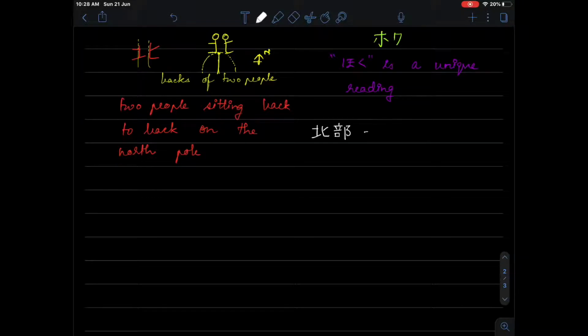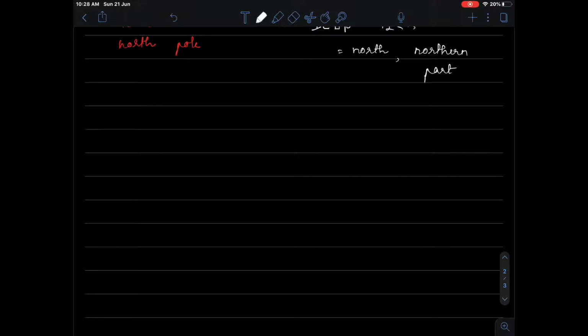Okay, this will be read as Hokubu. Hokubu, which means north or northern part. I hope you remember bu means section or division, so that is why this means northern part. Okay, now let's have a look at one more.